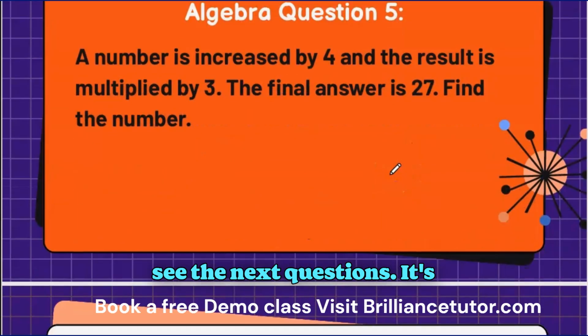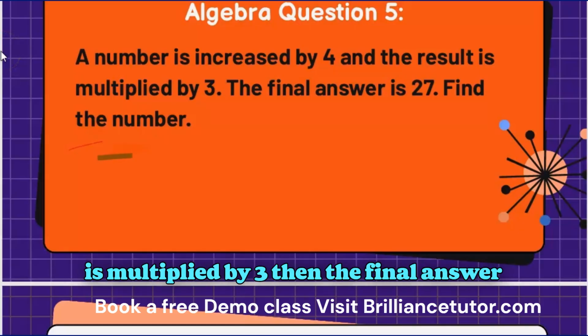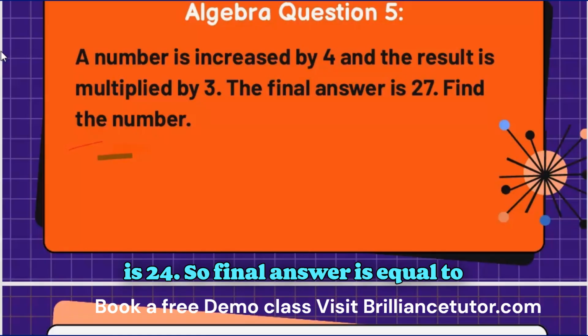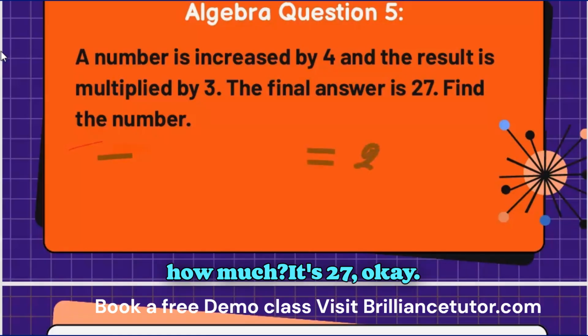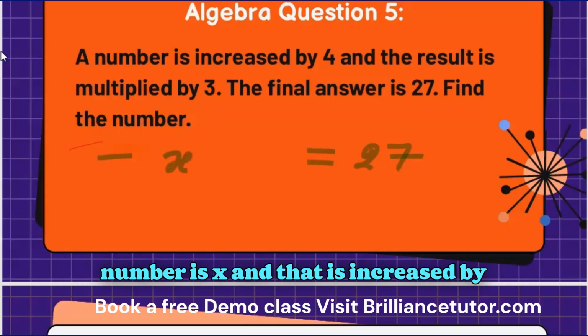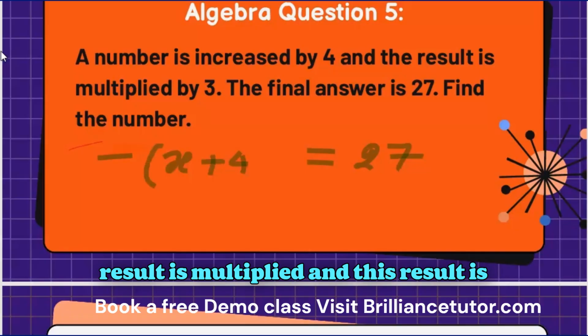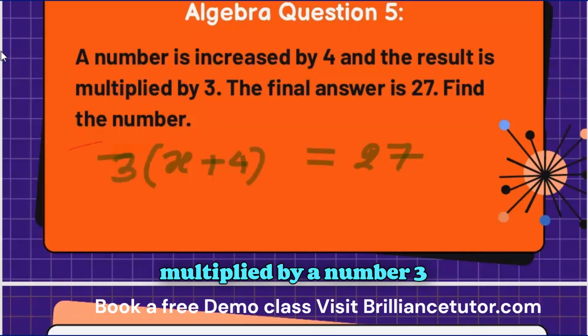Now see the next question. It's very easy. A number is increased by 4 and the result is multiplied by 3, then the final answer is 27. Okay, and the number is increased by 4. Suppose the number is x and that is increased by 4. Okay, and this result is multiplied by the number 3. So this is our equation.